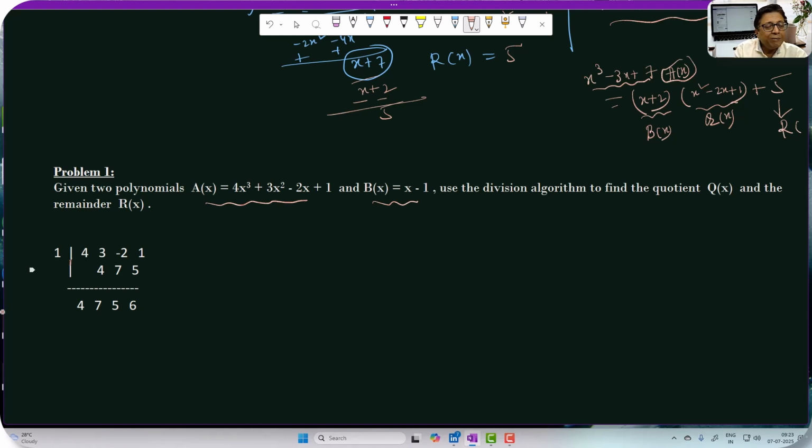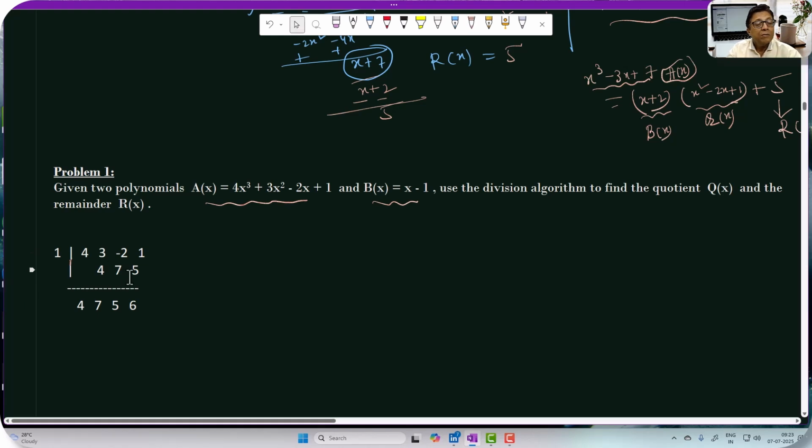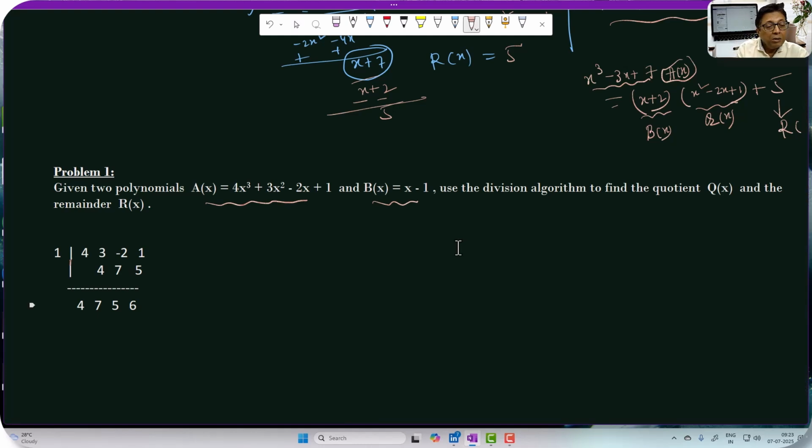Multiply 1 by 7, it is 7. 7 minus 2 is 5. Then 1 into 5 is 5. Put it there and then simply add. So 1 plus 5 equal to 6. What have you got there? You have got the quotient. You have got the remainder. The last term is going to be the remainder.